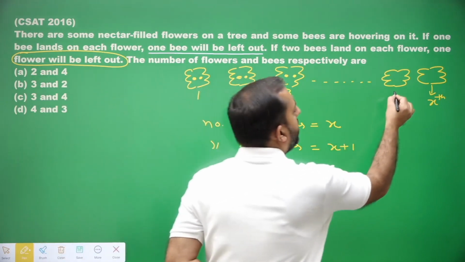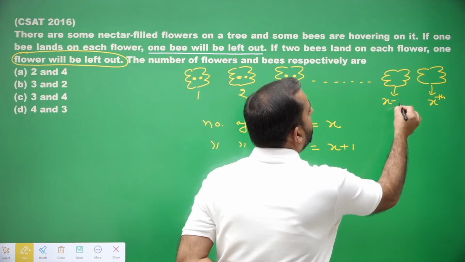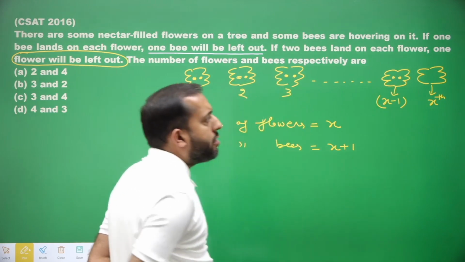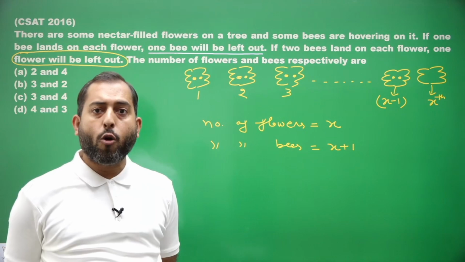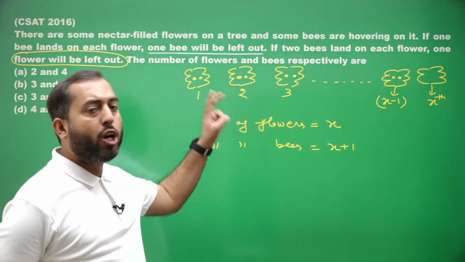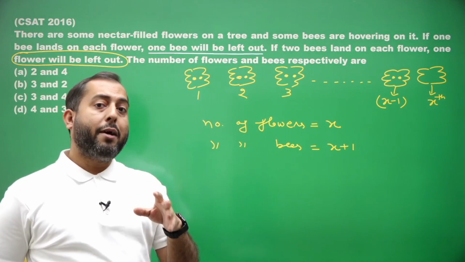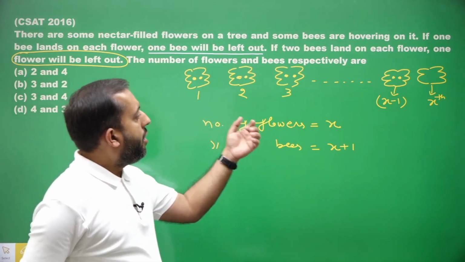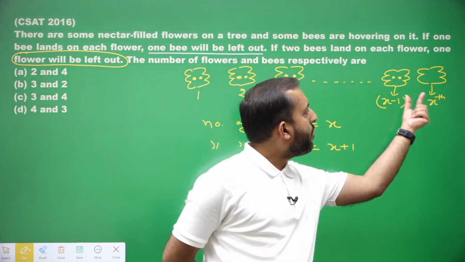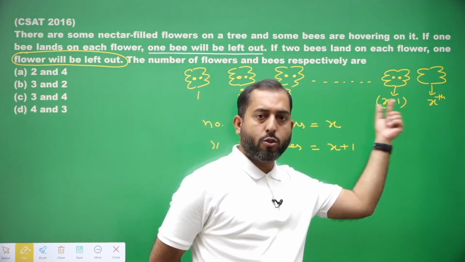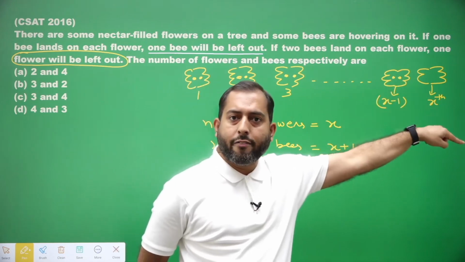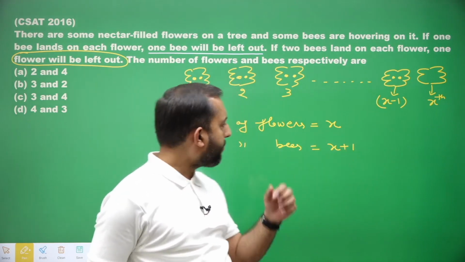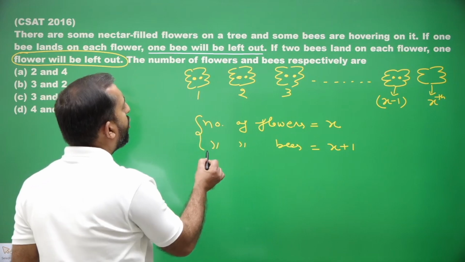Meaning, till this x minus 1 flower, every flower will be occupied by how many bees? Every flower will be occupied by 2 bees. Am I clear, guys? I hope this is clear. Because if x is 20, then x minus 1 is going to be 19. So 19 flowers will be occupied and the 20th flower will remain vacant without any bees on it. Now, this is what we have drawn from statement number 1.